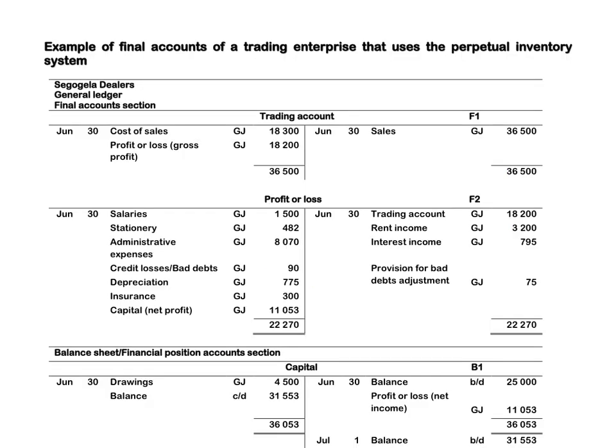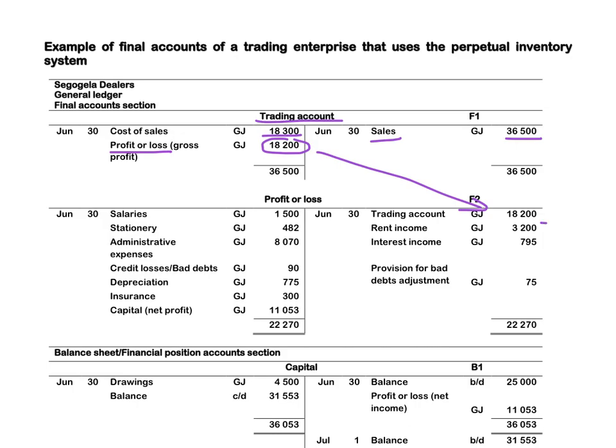In a trading business, you will have a trading account so that you can determine what your gross profit is. We will transfer sales to the credit side. This sales figure includes cash sales, credit sales, less debtors allowances. And we will transfer the cost of sales to the debit side. The balancing figure, so the difference between sales and cost of sales, will be transferred to the profit and loss account, and that is the gross profit that we made. So that 18,200 will go to the credit side of the profit and loss account.